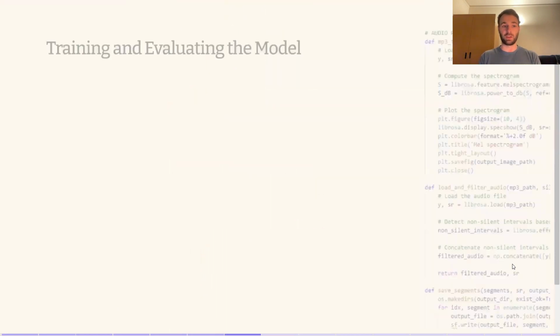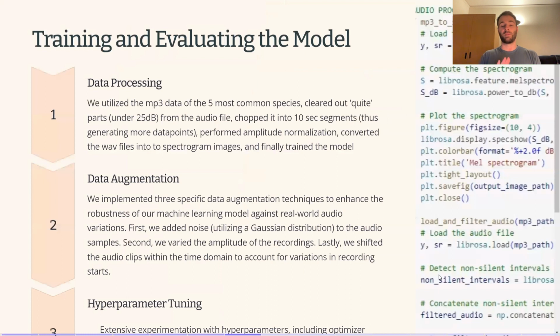For training and evaluating the model, we first started out by processing the MP3s. So we downloaded MP3 data for the 5 most common species, zeroed out the sections that were under 25 decibels, split those, and then looped them. That gave us a lot more training samples, solving the class imbalance issue. And then we also normalized and so on.